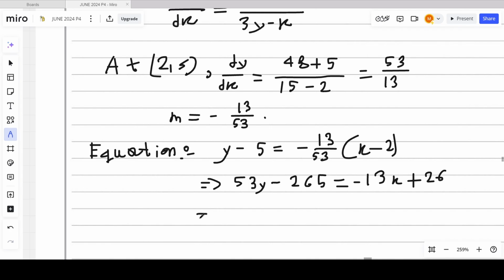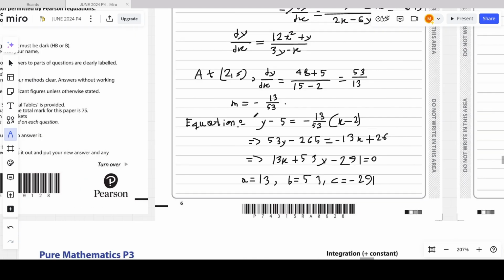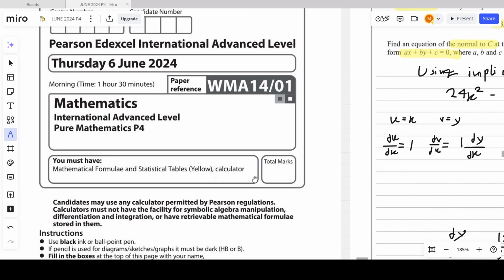Now take all of the terms to the left side. You will get 13x plus 53y minus 265 minus 26, which gives negative 291, equals 0. So we got the value for a, which is 13, the value for b, which is 53, and the value for c, which is negative 291. That's it, and that's the end of question number 3 from the June 2024 P4 paper.